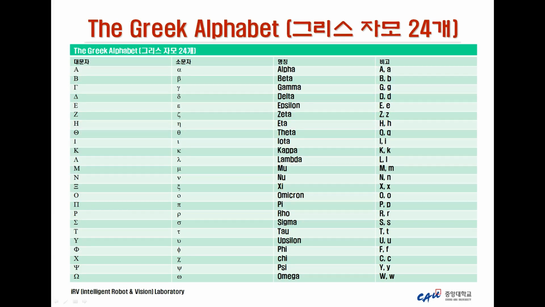Also, we have 24 Greek characters, both consonants and vowels. If you compare with the English alphabet characters, 26 of them, what is missing? Two characters in the Greek alphabet are missing, the J and V symbols, and I'm going to use a lot of these Greek alphabet characters in this class.